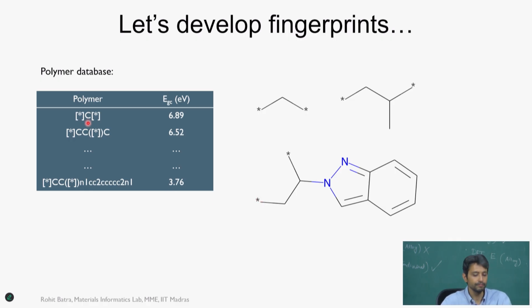And then the question will come, just like for alloys. Now for the alloys case, I had alloy compositions and then hardness. Now I have polymers and then their band gap. Okay, so how can I do fingerprinting for these cases?